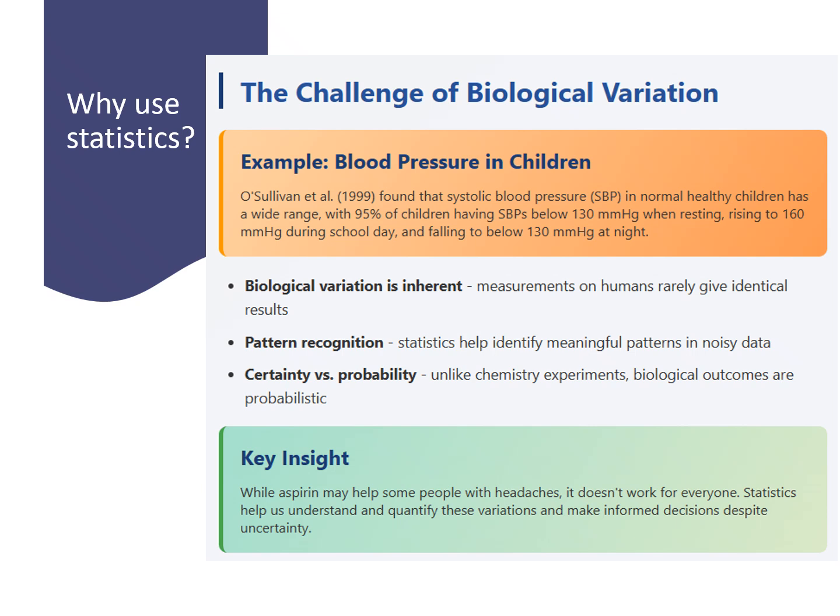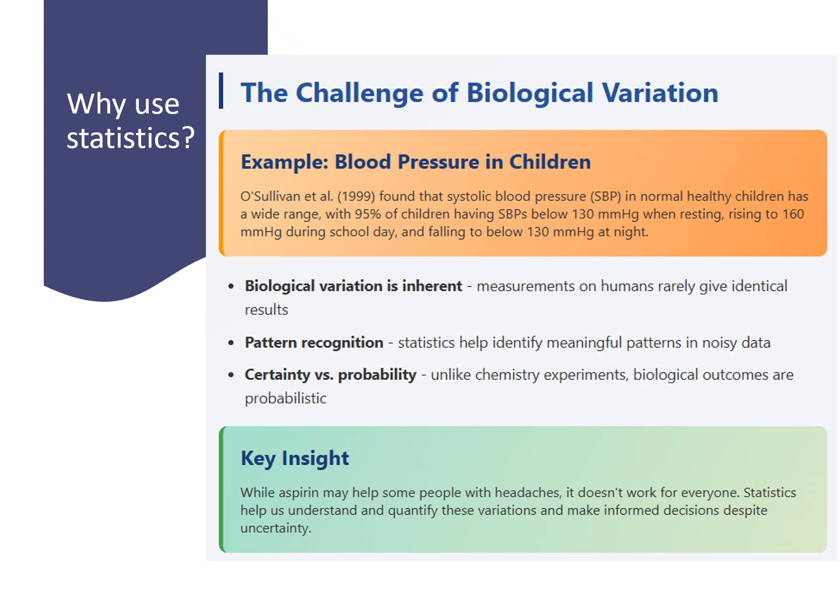Now, imagine you're trying to define normal blood pressure in children. How do you account for this variation? Well, this is fundamentally different from physics or chemistry. If I drop a ball, I can predict exactly where it will land using physics equations. If I put blue litmus paper in acid, it will turn red 100% of the time.